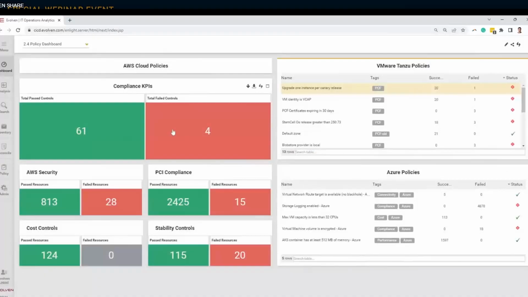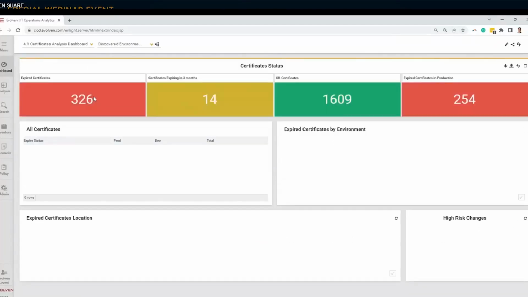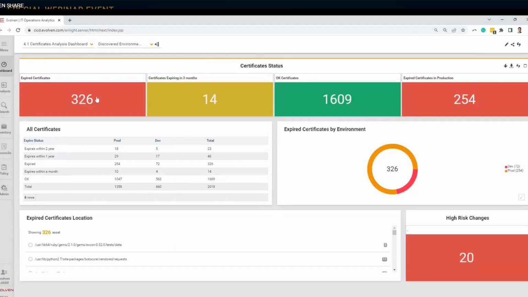Evolven will also automatically identify, as I mentioned, failed certificates, right? Another view, another perspective on the assets and their configuration. Evolven can identify certificates that are already expired, that will be expiring in some time, like for example in 3 months. And we can break it down again by environments. We can see if any risky updates on certificates have happened, like for example, changes that invalidate the certificate.